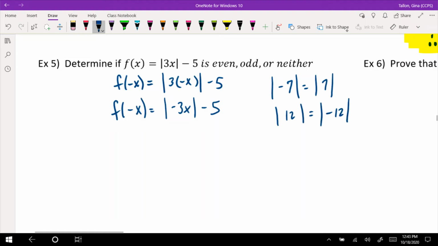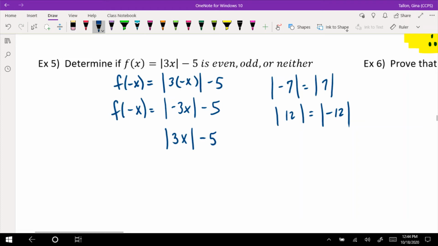The absolute values really don't care whether the number inside is positive or negative, because it has the same result of turning whatever it is positive or keeping it positive, right? Because 12 equals 12 over here. Same thing, 7 equals 7 above. So regardless of whether the x value is positive or negative, the absolute value of negative 3x is the same thing as the absolute value of positive 3x.